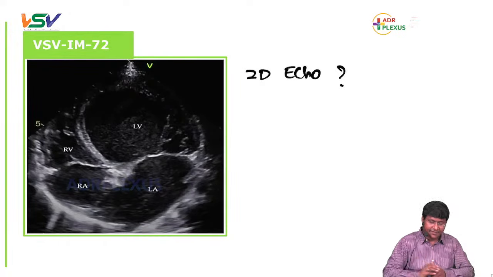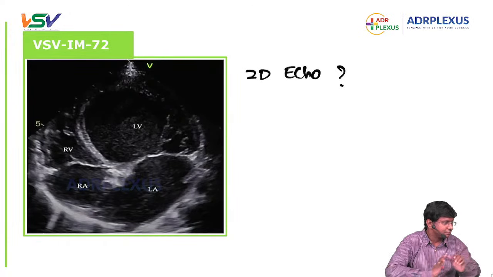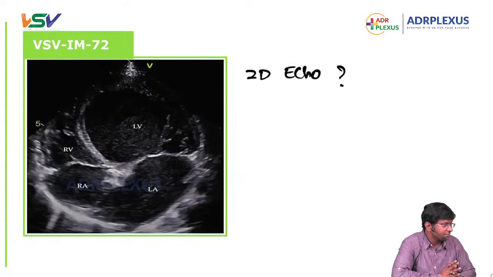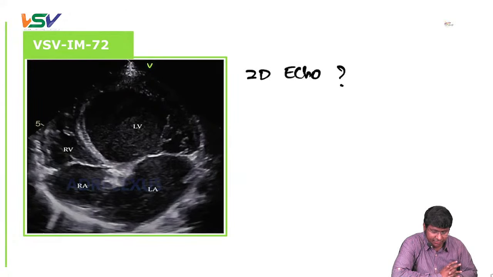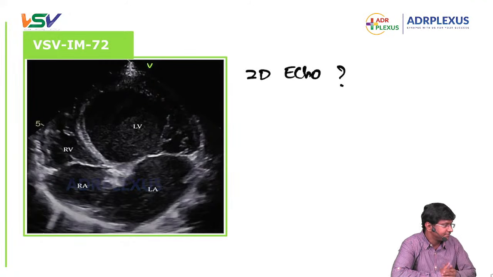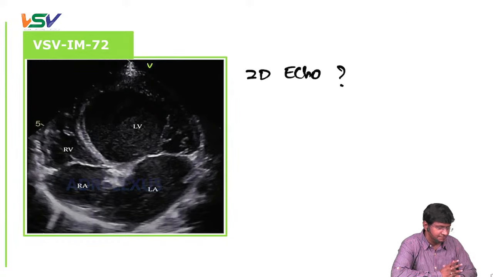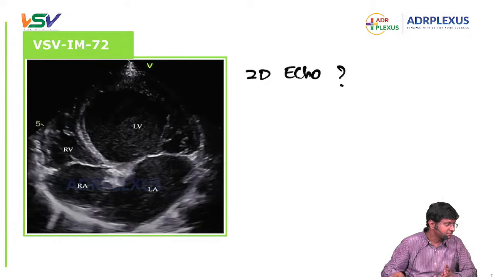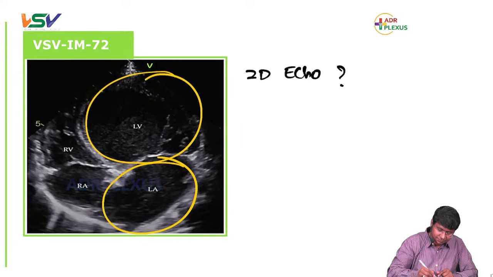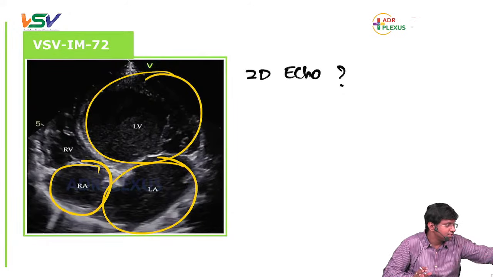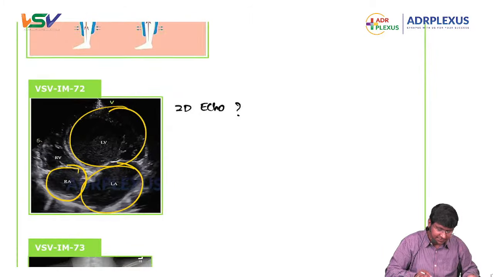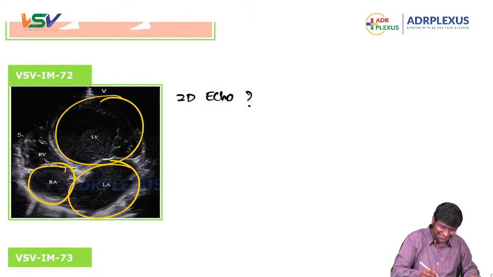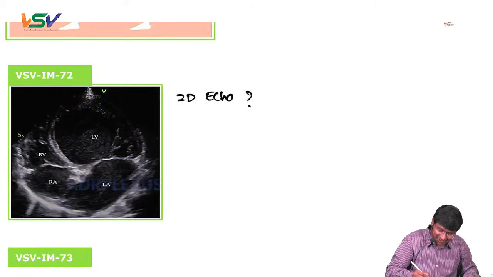Can anyone identify what this is? A 2D echo of one of the cardiac abnormalities. And where do you have this? LV enlarged. Is it only LV enlarged? Right, so no, hockey stick appearance is not there here. This is the 2D echo of dilated cardiomyopathy.